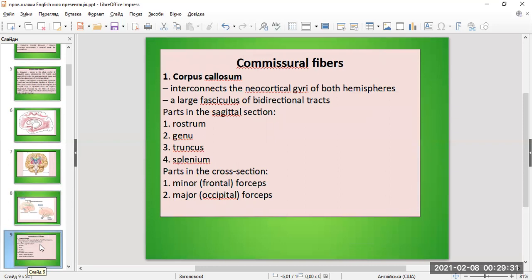Commissural fibers: the corpus callosum interconnects the neocortical gyri of both hemispheres, a large fasciculus or bidirectional tract. Parts in the sagittal section: rostrum, genu, truncus, splenium. Parts in the cross section: minor or frontal forceps, major or occipital forceps.